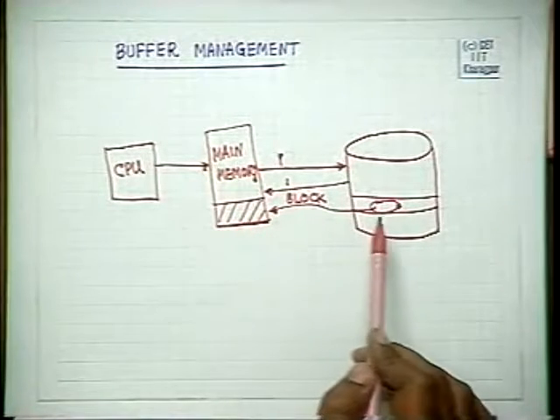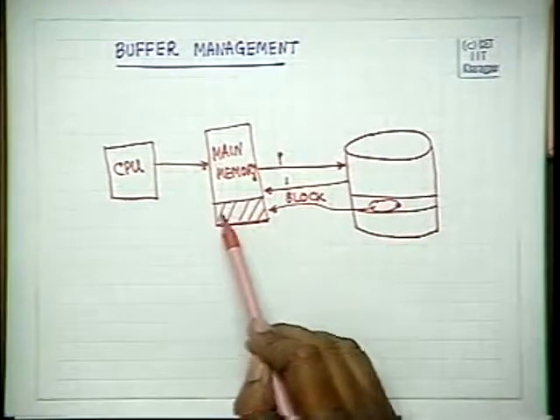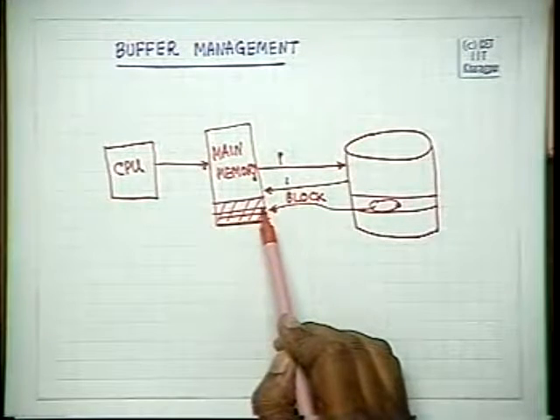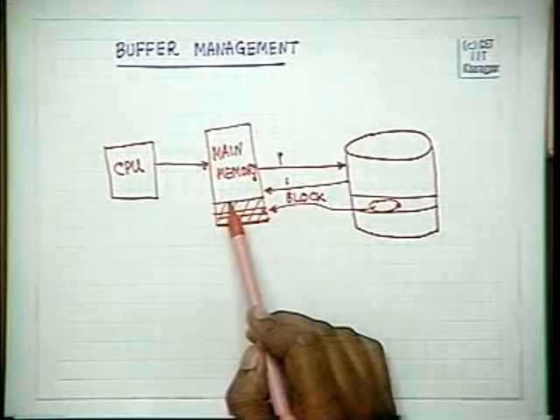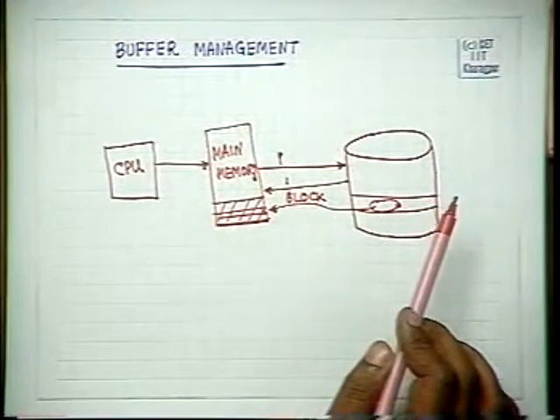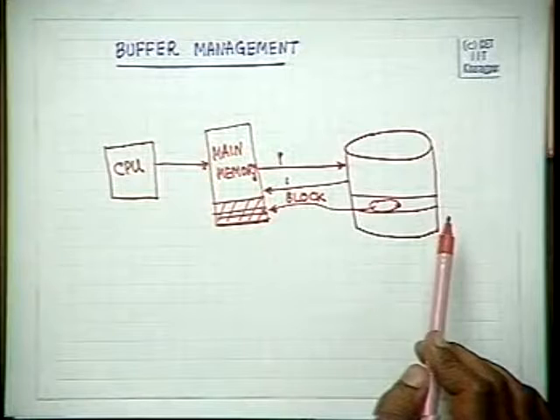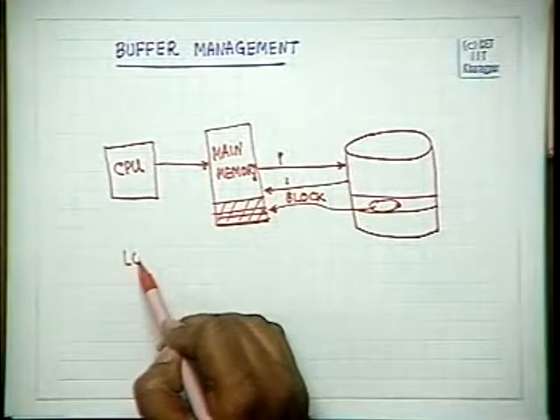Otherwise, if it is totally disorganized, every time you will require one record, for the next record you will again access the disk and bring another block of which only one record is useful, and then throw away the rest, and then again you will bring another record. This concept is called the concept of locality of reference.